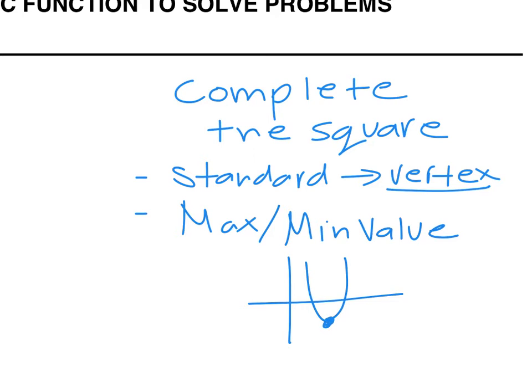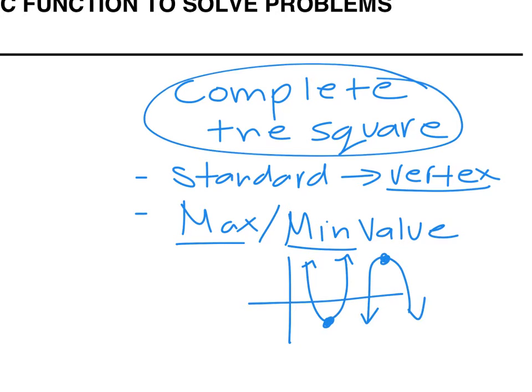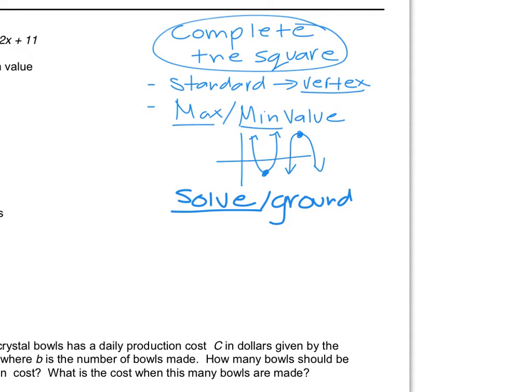Is it asking me for the lowest point, which is the vertex, if the parabola is pointed up, or is it asking me for the highest point if the parabola is pointed down, which is the vertex? So anytime I see max or min, think, you know what I have to do? Complete the square.